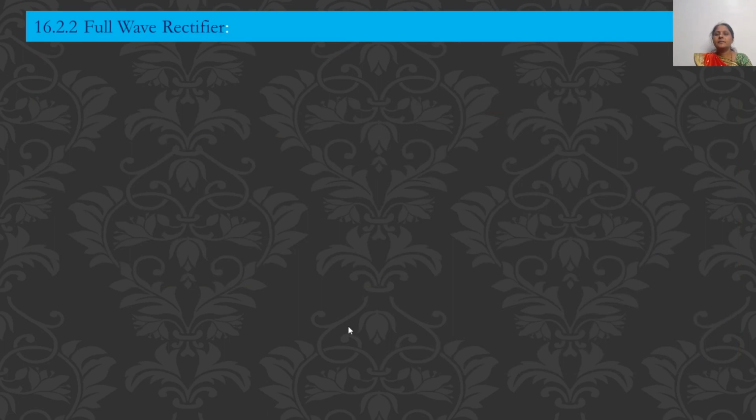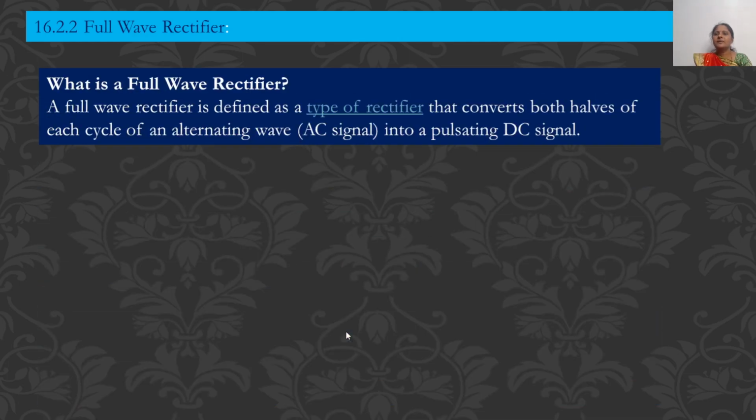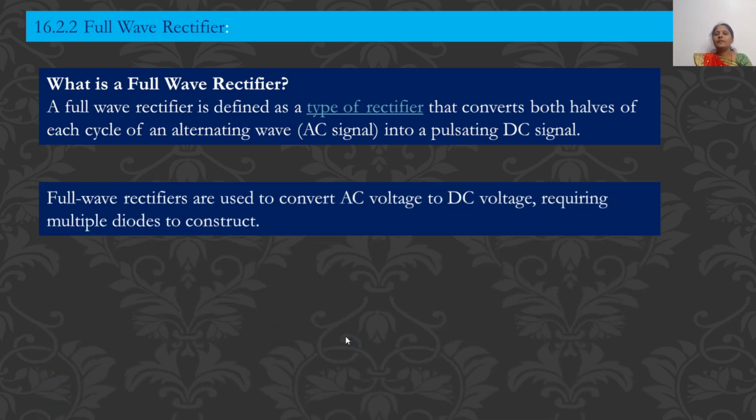Now, the next point for rectifier is the second subpoint, full wave rectifier. Here, multiple diodes are used. Firstly, what is meant by the full wave rectifier? A full wave rectifier is defined as the type of rectifier that converts both halves of each cycle of an alternating AC signal into a DC signal. Full wave rectifiers are used to convert AC voltage to DC voltage, which is the main purpose, but they require multiple diodes to construct.